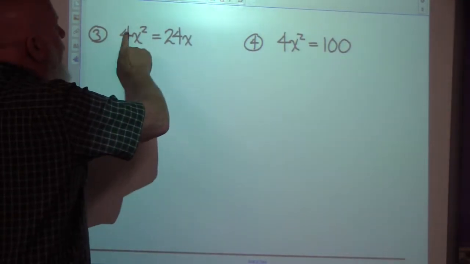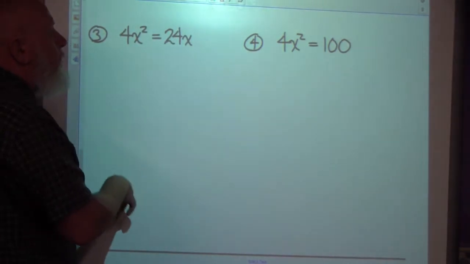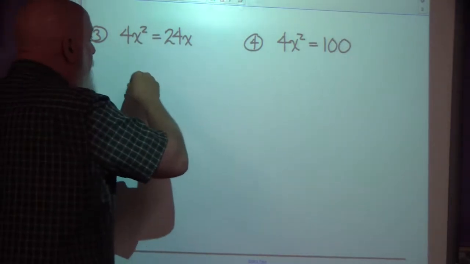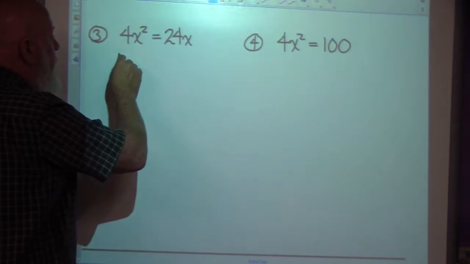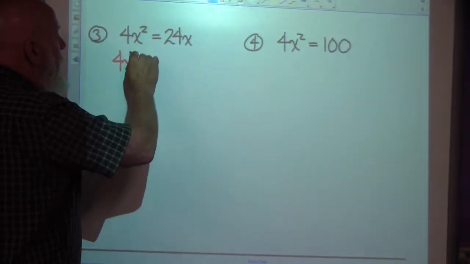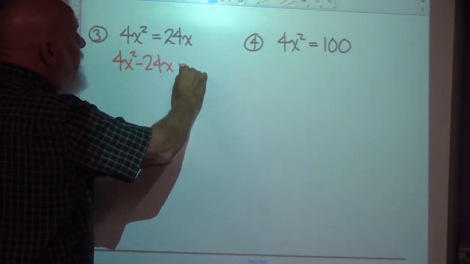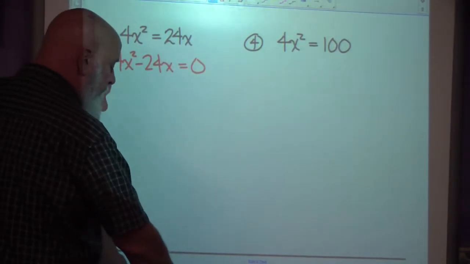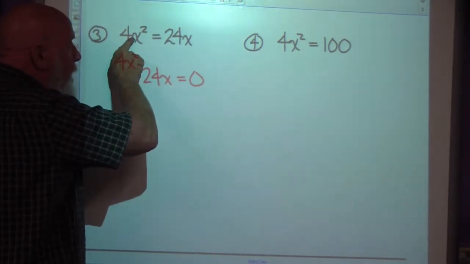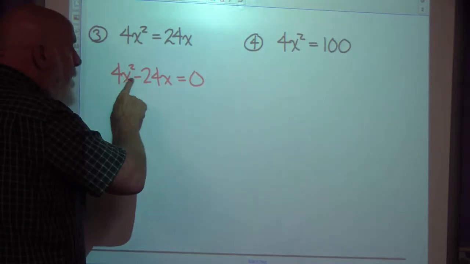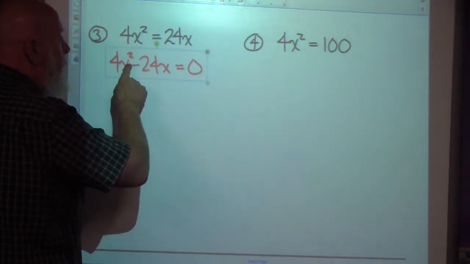Here I have a quadratic equation. I want to set one side equal to 0, so I'm going to keep my quadratic term positive and subtract 24x from both sides. That will give me 4x squared minus 24x on the left and 0 on the right. Remember, I'm subtracting 24x here and I get the 0. I subtract 24x here, 4x squared minus 24x. I've subtracted 24x from both sides.